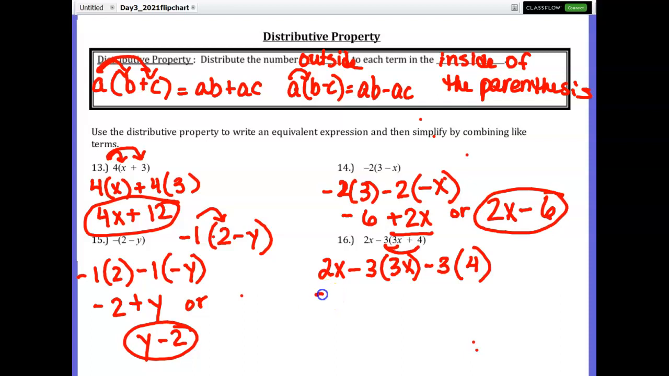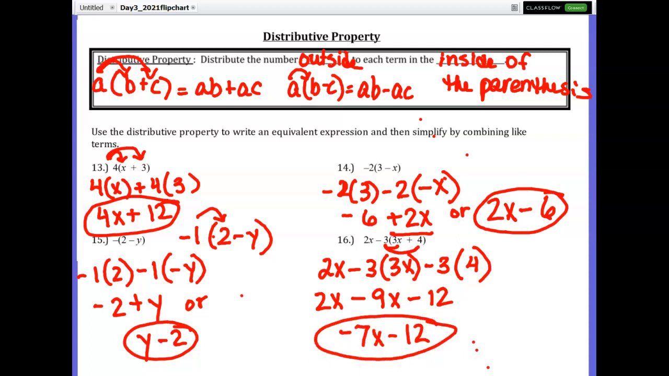Now when I multiply, the 2x comes down, and negative 3 times positive 3 is a negative 9x, and then negative 3 times 4 is negative 12. Okay, 2x minus the 9x is going to be negative 7x, and then minus 12. So there's your answer there, okay?